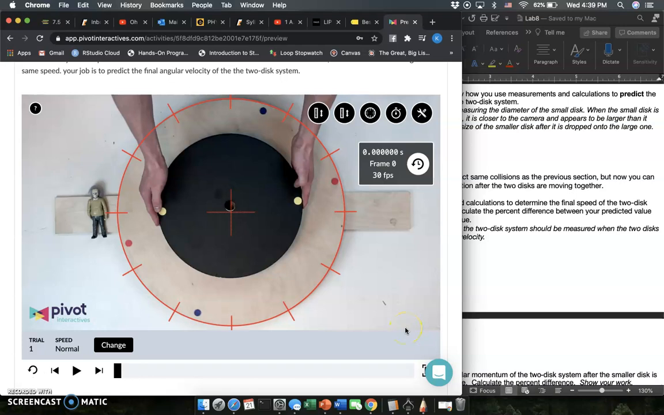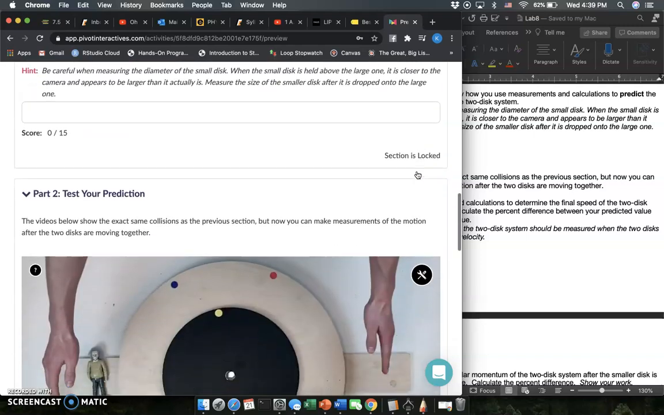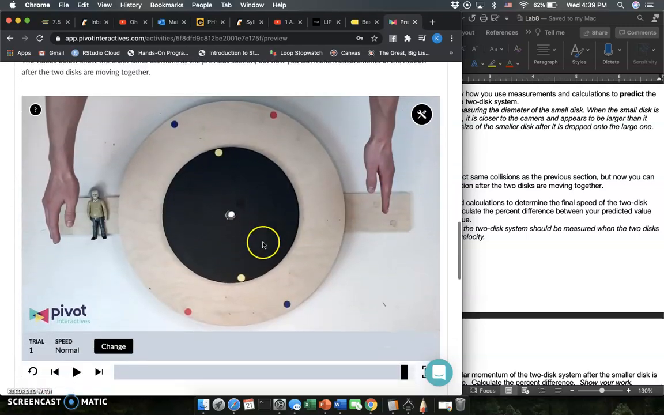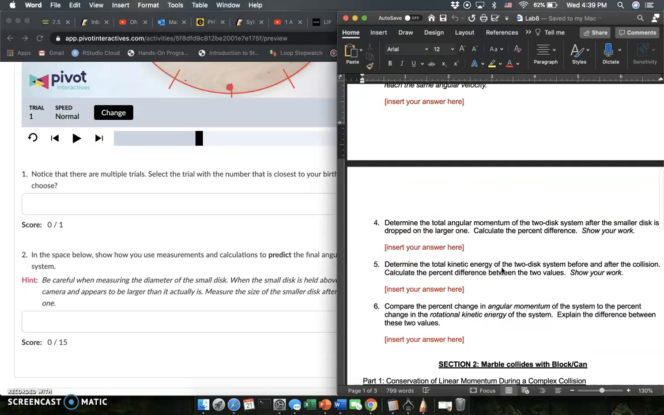So what you can do is follow one of these dots and figure out how far it travels in X amount of time, and then calculate your velocity from that, your angular velocity. And you would do the same thing for the after the collision here. All right, so that is the idea of this part.